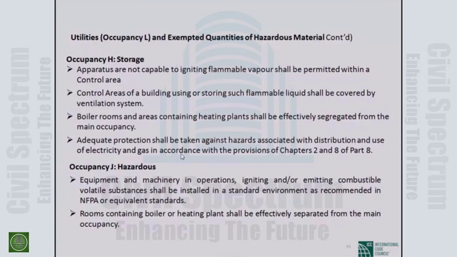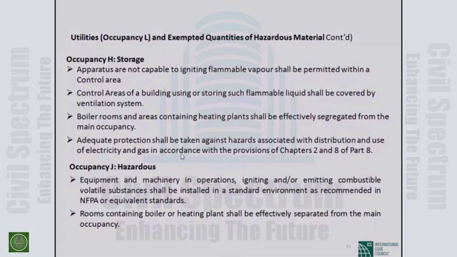But you have to be careful about the hazardous areas: equipment and machinery in operation, igniting and emitting combustible volatile substances shall be installed in a standard environment as recommended in the NFPA or equivalent standard. So you see that it is directly referred to the NFPA for hazardous material, because detail is not given in this BNBC. Actually, there are some details which are not given in the BNBC. It's a code, so in the code, all detail cannot be given.